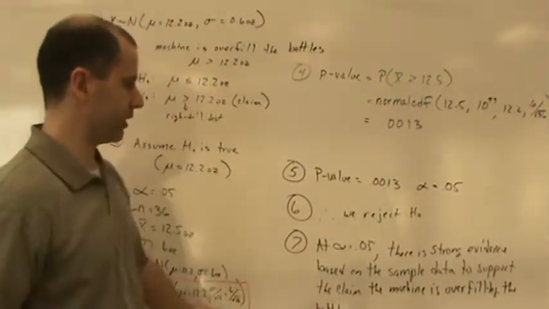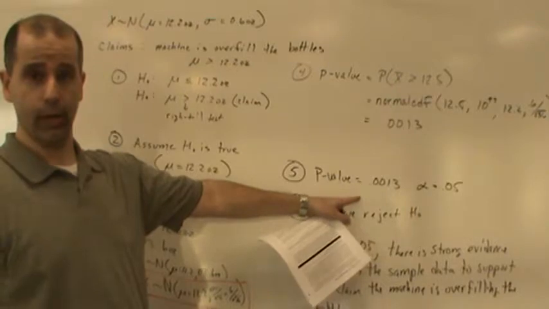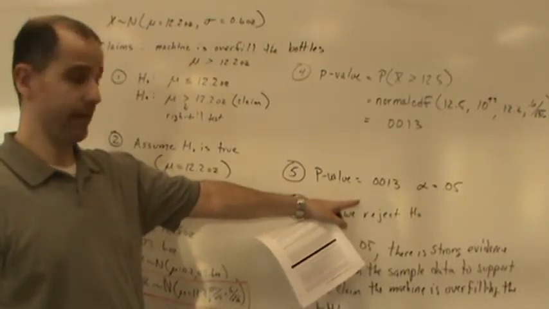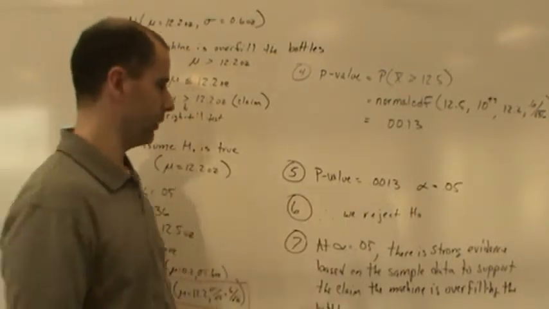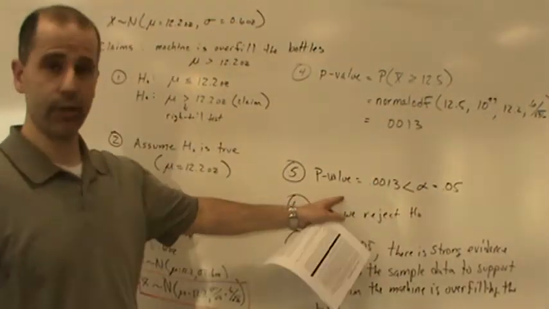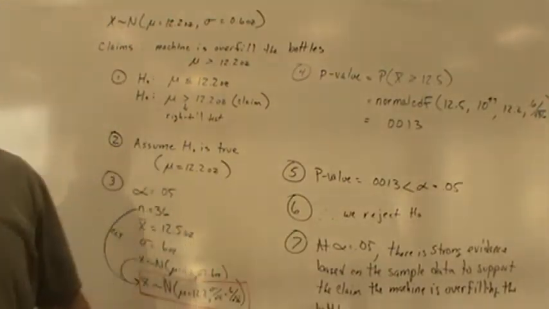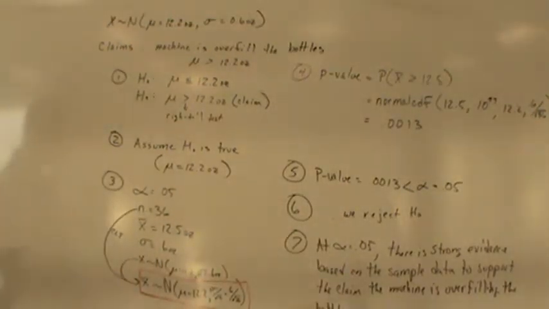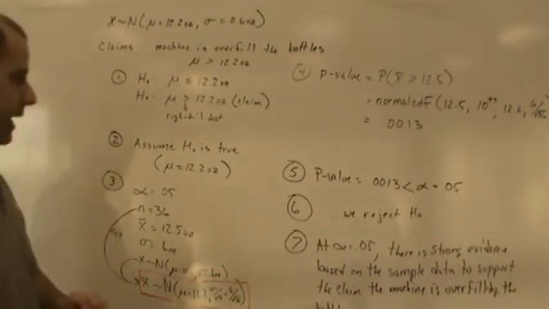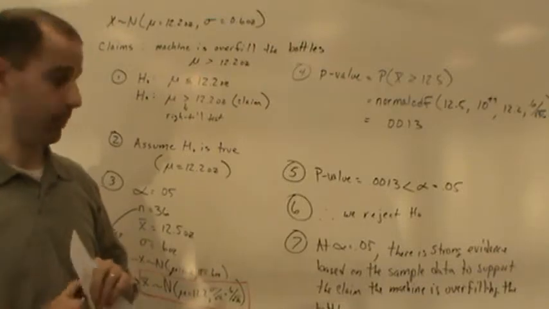And so again, we ask the question, is the p-value less than alpha? That's the rule for the p-value method. And the answer is, of course, yes. And again, if the p-value is less than alpha, then the result is the same. We reject the null hypothesis, and our conclusion stays the same. So there's the p-value method and the traditional method.